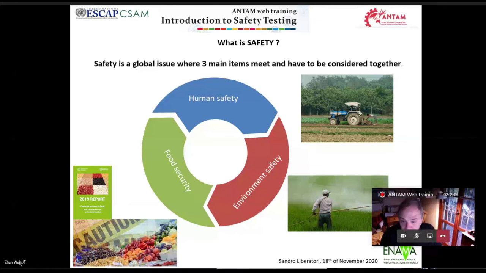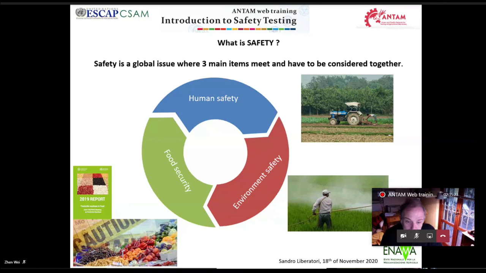Human safety is related to the people working in agriculture, and it's very important. We see a picture I made during the years. It's a man standing on the machine. Probably the machine is working better, but there is a high risk for the man standing on the machine.